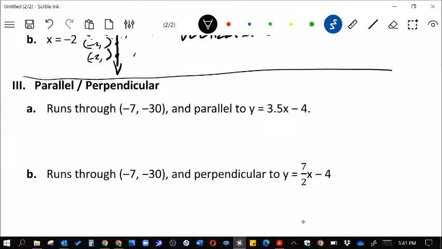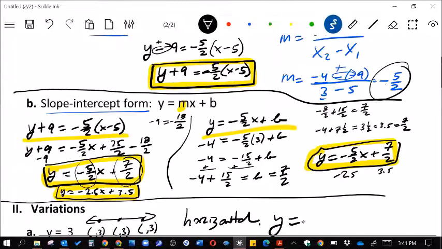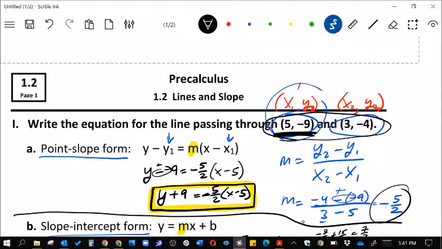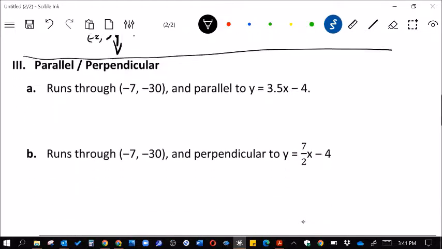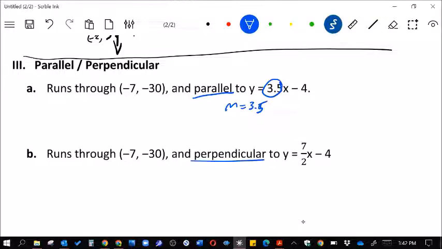Now here, when you're making an equation for parallel and perpendicular lines, remember that at the first part, when you have 2 points, you use the slope formula to get the slope. Here, that's given to you. You don't need to use the slope formula because if the lines are parallel, you use the same slope. So m is 3.5. And here, if it's perpendicular, you take the opposite reciprocal. So here, the m would be equal to -2 over 7. So we have to change the sign and flip it.